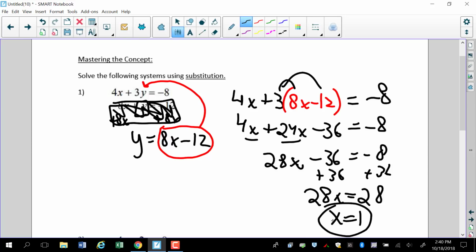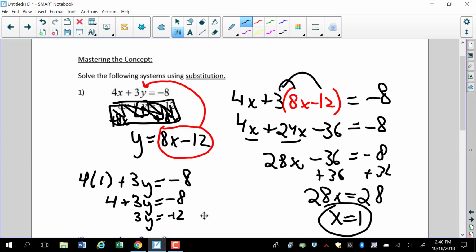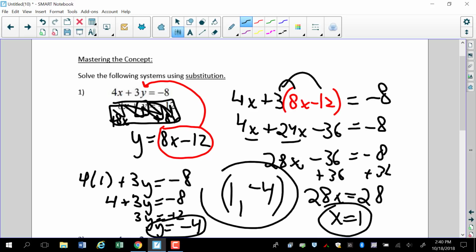Once you have the x equal to 1, then you can just use this equation over here to find y. So 4 times 1 plus 3y equals negative 8. And a little bit of math here. Subtract 4, 3y equals negative 12. Y equals negative 4. So the answer to this one is x equals 1, y equals negative 4. And commonly we write this as a point because remember, we're doing a system of equations. We're looking for the point of intersection.